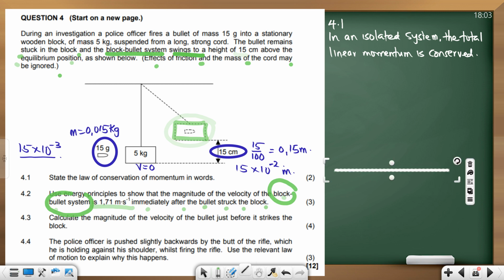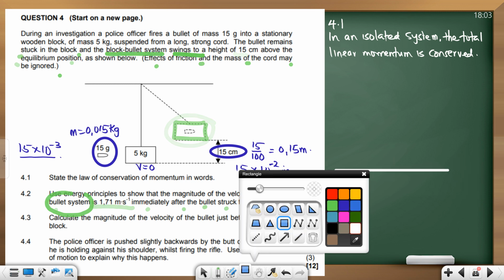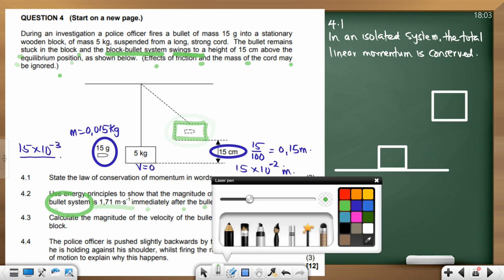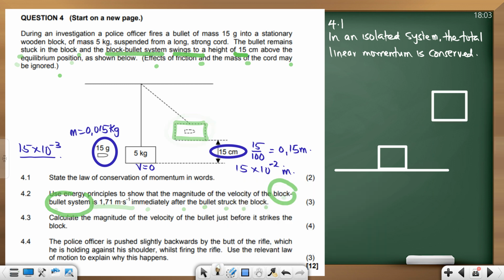Where was the first time we had a block bullet system? This is the ground. Where was the first time when the bullet hit the block? So this is where we have the bullet block system. The bullet hit during collision. That was the first time we had that system. What are we looking for? We are looking for the velocity of the bullet block system.